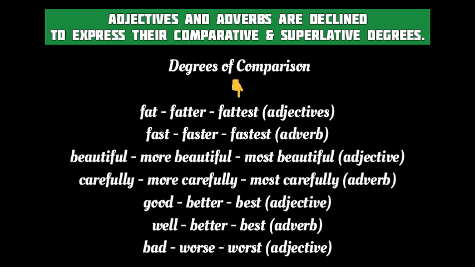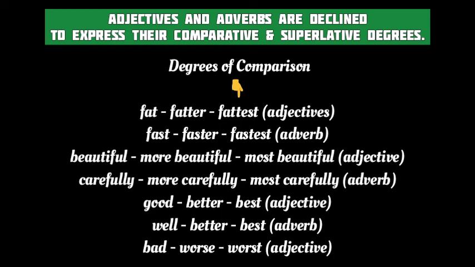Some longer adjectives and adverbs are also declined by combining them with words like more, most, less and least before them. For example, beautiful becomes more beautiful and most beautiful. Carefully becomes more carefully and most carefully. These are the examples of regular adjectives and regular adverbs. Why? Because they undergo these predictable and consistent patterns of inflection.